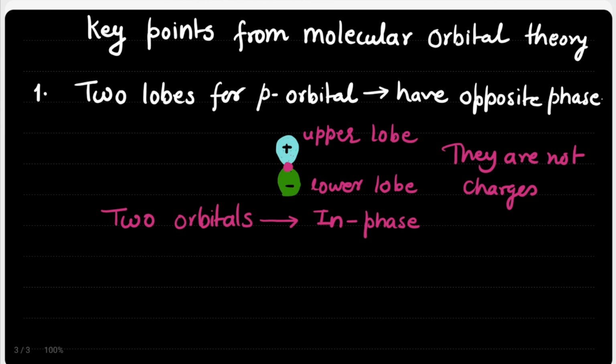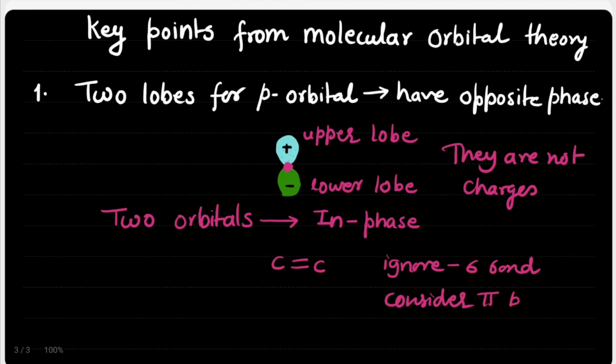It means the two orbitals of the carbon atoms. I am giving you an example: when the two orbitals are in a phase. Suppose here it is a carbon-carbon double bond. Please ignore the sigma bond, only consider the pi bond. Why? Because a pericyclic reaction takes place via pi bonding. Pi orbitals are involved in the reactions, so only consider pi bonds here.